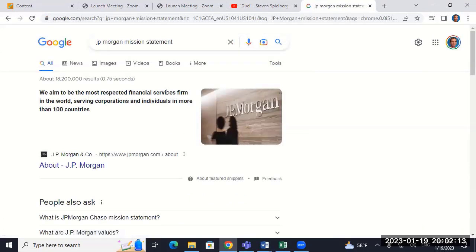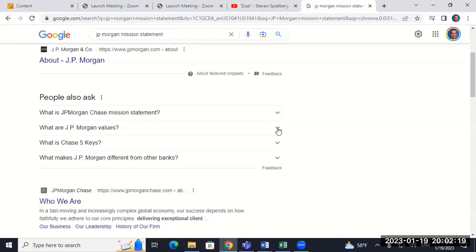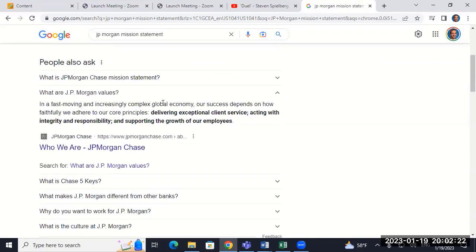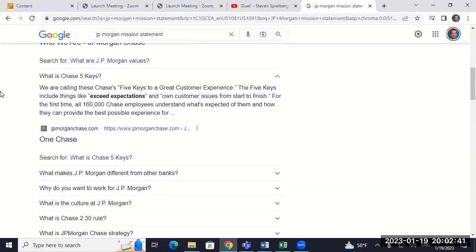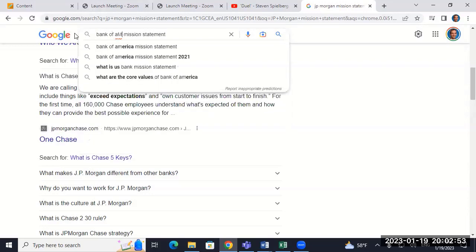We aim to be the most respected financial services firm in the world, serving corporations in more than 100 countries. What are their values? In a fast-moving, increasingly complex global economy, our success depends on high standards. We adhere to them, delivering great service, acting with integrity and responsibility. No word risk yet. How much further down do you have to go? There's 5 keys. So you might just search on the word risk and see when's the first time it comes up in your annual report. That might be interesting. But I do know there is at least one of the banks that you are covering that does mention risk in its mission statement.